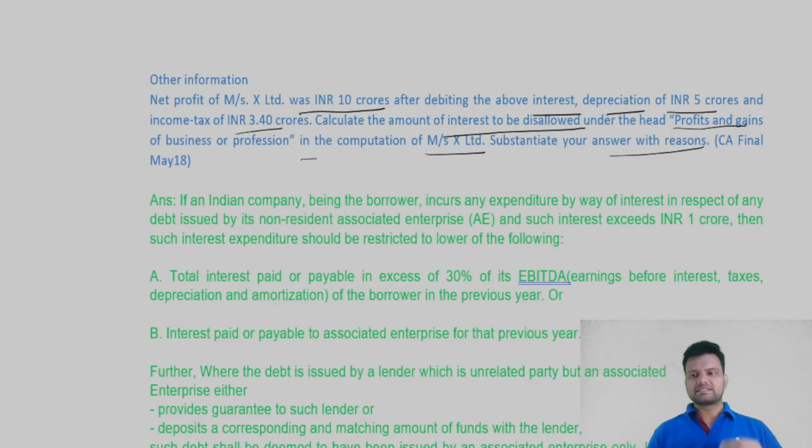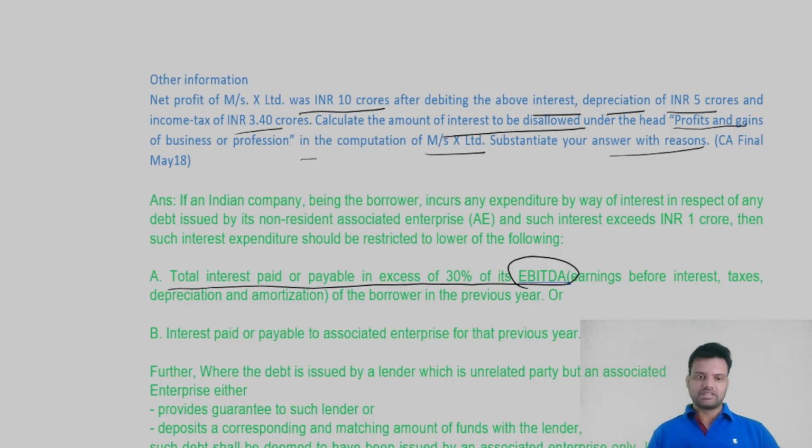First of all, under section 94B, how do we calculate the excess interest? What is the disallowance and how do we calculate that? There are two conditions, right? The first condition is related to total interest paid or payable in excess of 30% of EBITDA. For any interest limitation question under section 94B, first you need to calculate two working notes. Working note number 1, that is total interest. Working note number 2, EBITDA. If you calculate these two, the question becomes very easy for you.